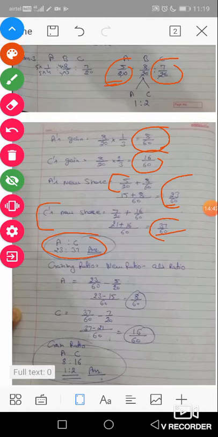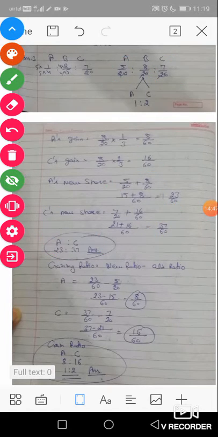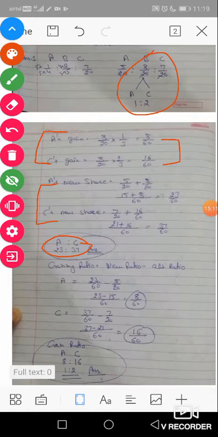It's a very easy concept. First of all, we will divide B's share into two parts, one is got by A and another is got by C. These two parts will be added to A's and C's old share, and this is our answer of the new ratio, 23 is to 37.